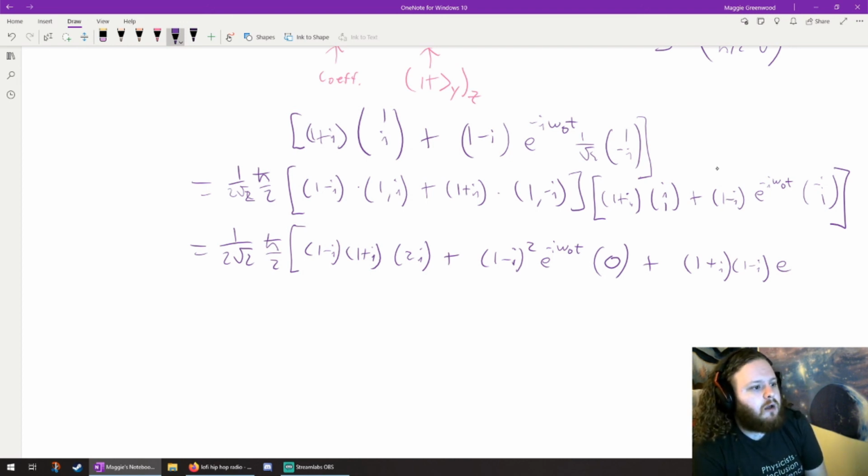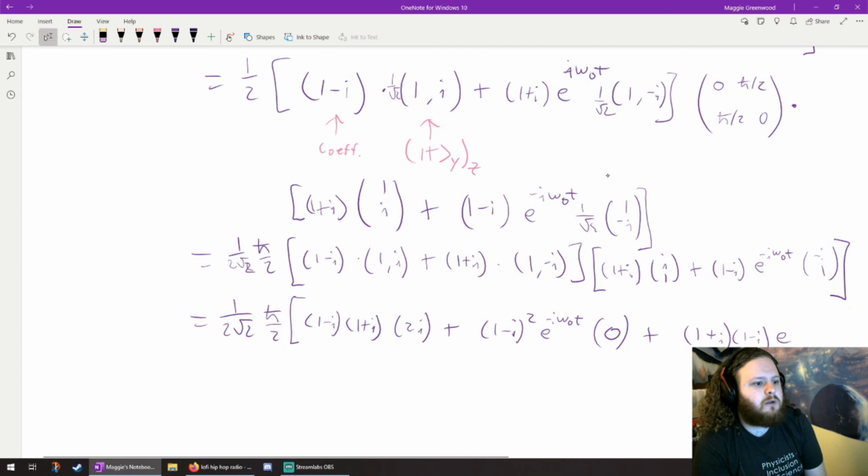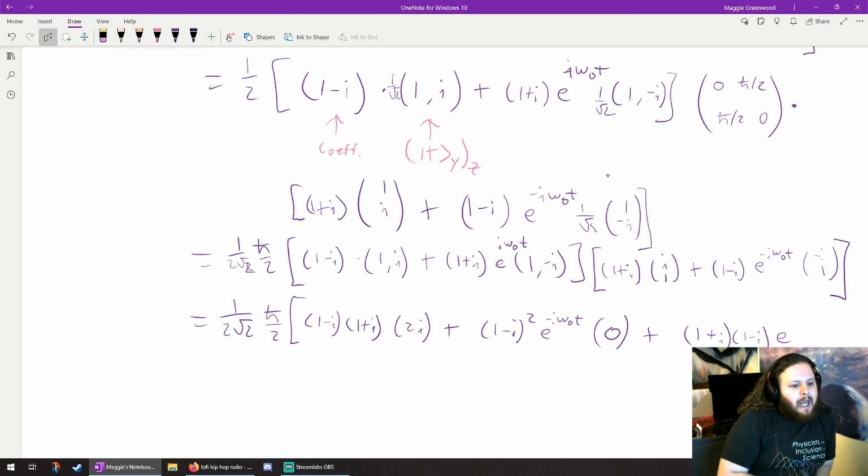I lost this right here. So there is an e to the minus i omega t right here, and an e to the i omega naught t right here that I dropped. It's not actually going to matter in this term, because it's 0.